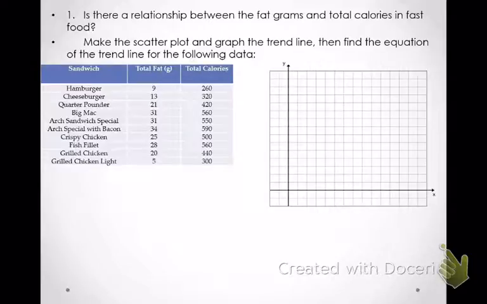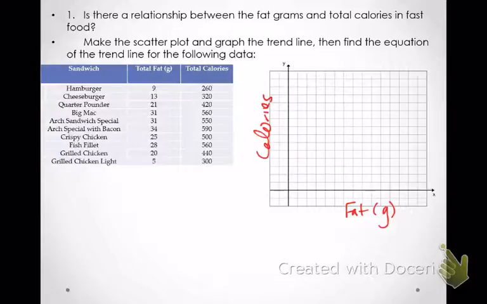And so we're going to have to scale the axes here. Now I think fat grams are probably going to predict calories. So I'm going to put fat grams on the x-axis and calories on the y-axis. Very often it's not going to matter. But if you think that one variable is going to be a predictor of the other one, that's the variable you want to put on the x-axis. This needs to be your predictor. Okay? All right. So we got to figure out how to scale our axes and then start plotting our points.